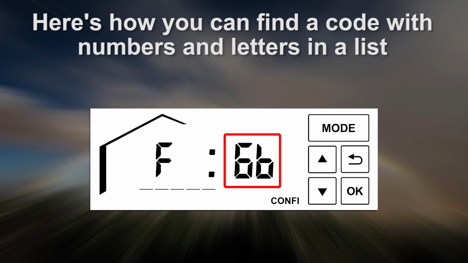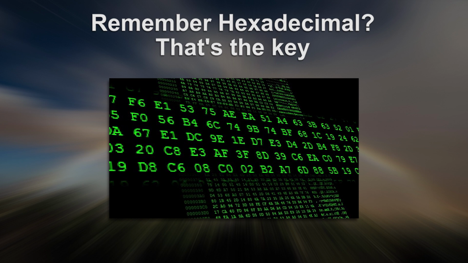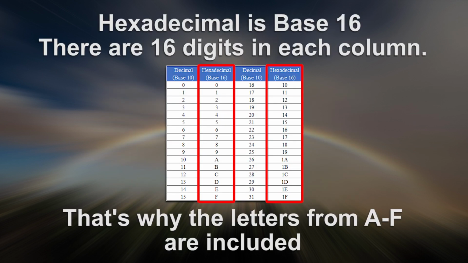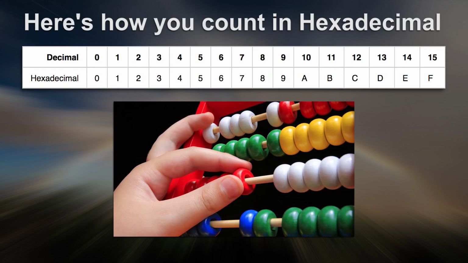Here's how you find a code with numbers and letters in a list. Remember hexadecimal? That's the key. Hexadecimal is base 16, which is different than base 10, which we normally count in. There are 16 digits in each column. That's why the letters A to F are included. So here's how you can understand how to count in hexadecimal.